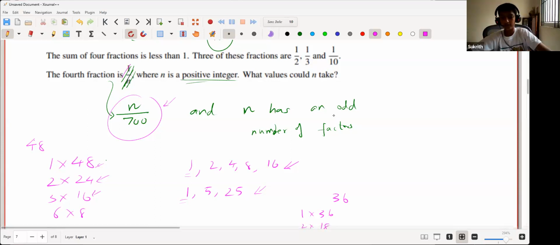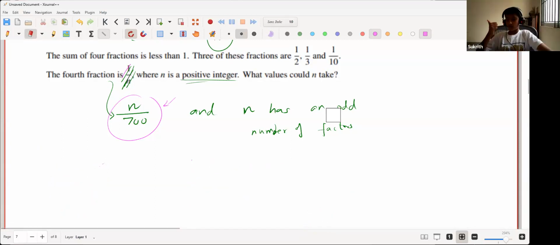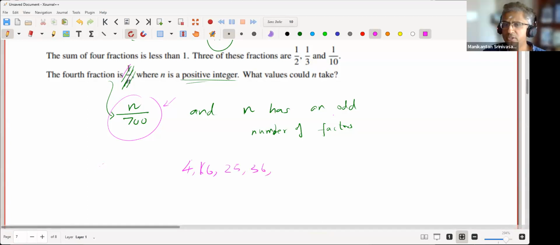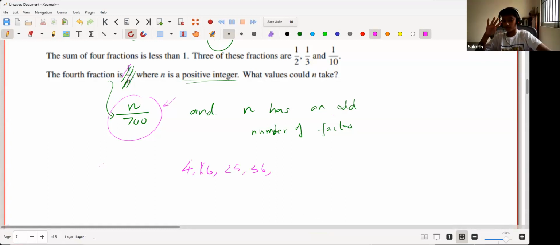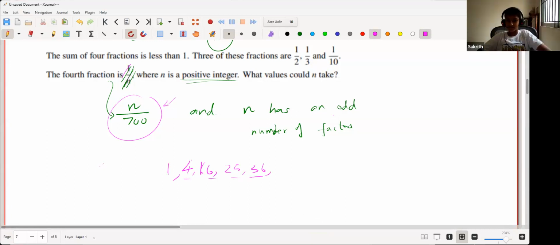Sir, I got 5 as the answer. No, okay. And what are those values for n? Can you tell me? 4, 16, 25, 36, and 42. But 42 is not a perfect square, right? Oh, yeah. Sorry. 4, not 42. 4, 16, 25, 36. You left out 1 though. 1 is a perfect square too, right? Oh. Okay. But yes, you're right.